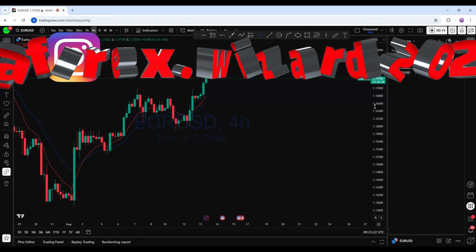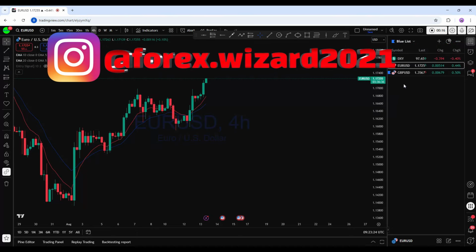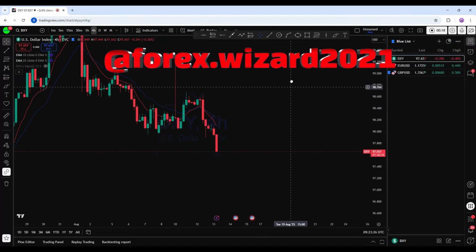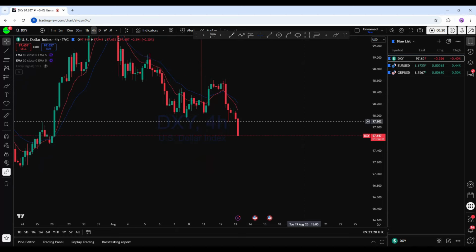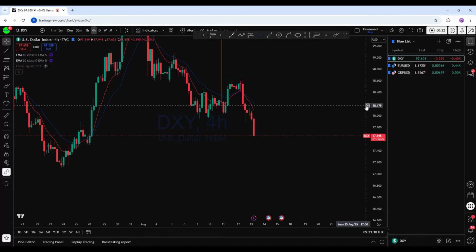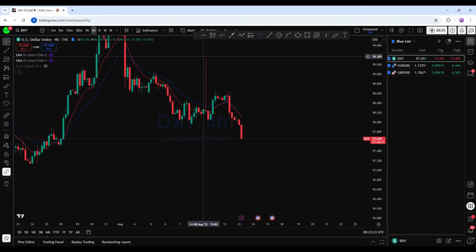Now, before we look at how we can trade, first let's look at the bigger picture starting with DXY to see how the market is potentially evolving. You guys have seen that previous analysis on DXY. This is what was exactly mentioned.